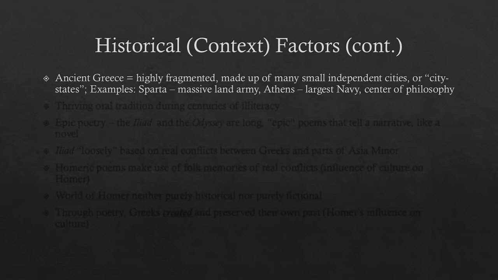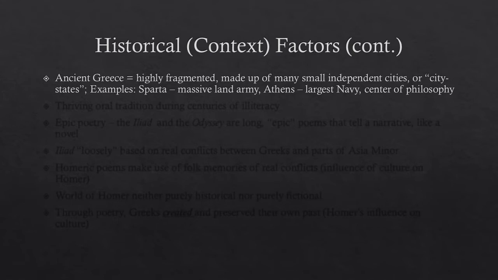One of the first things you should know about ancient Greek culture is that the society was highly fragmented. There were small independent city-states that made up the country of Greece, but these states were very different. They had different values, different priorities, so they were not necessarily super unified. The 2 most prominent examples of this are Sparta and Athens, because these city-states were incredibly different. Sparta was known for its massive land army, whereas the strength of the Athens military was its navy. It had the largest navy of any Greek city-state, but Athens was really known for being the center of philosophy. And so you had this kind of warlike state versus this more intellectual-driven state. And that's just a couple of examples. There were all these different city-states.